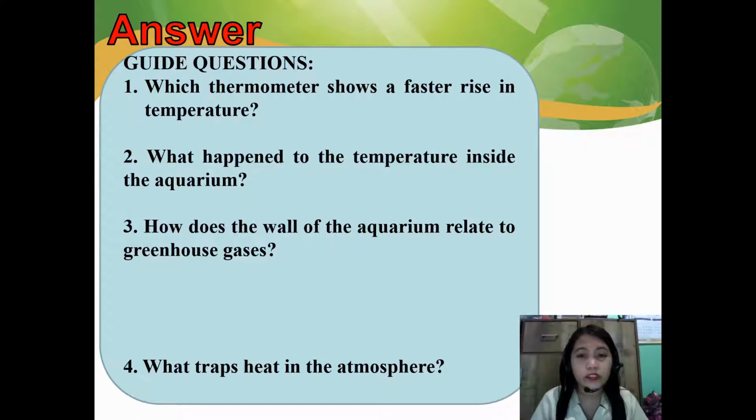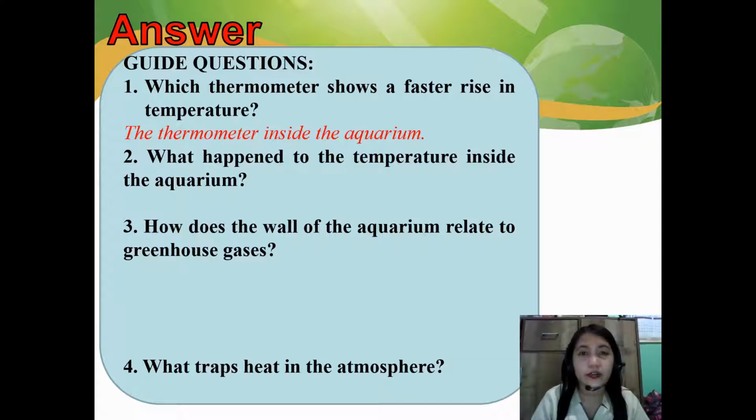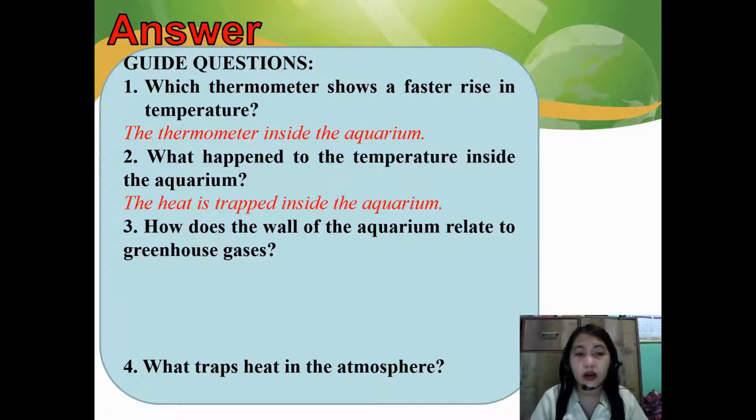Which thermometer shows a faster rise in temperature? All of you got the correct answer. The thermometer inside the aquarium. How about the second question? What happened to the temperature inside the aquarium? Correct. The heat is trapped inside the aquarium.